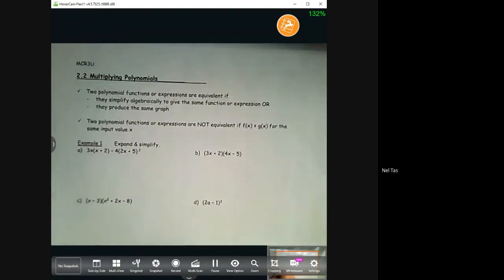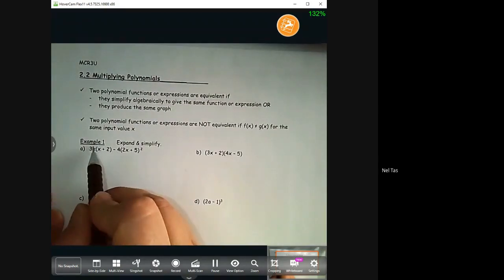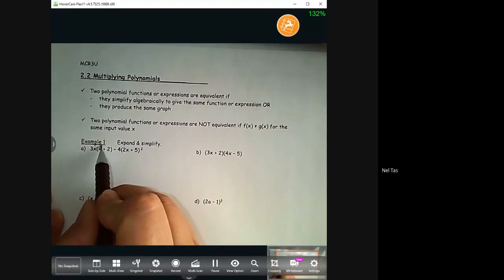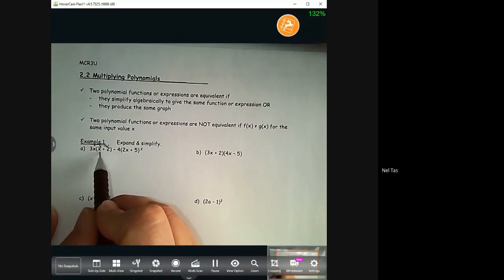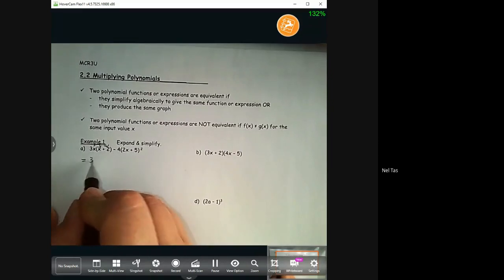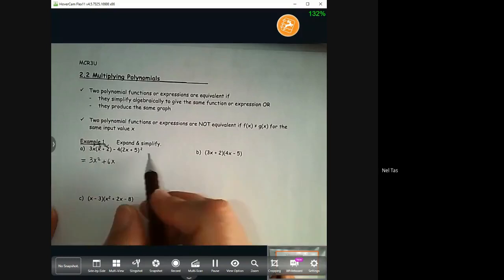Okay. So let's look at part A. We have 3x times x plus 2. So we distribute 3x to each term in the bracket. So 3x times x gives you 3x squared. 3x times 2 gives you 6x.